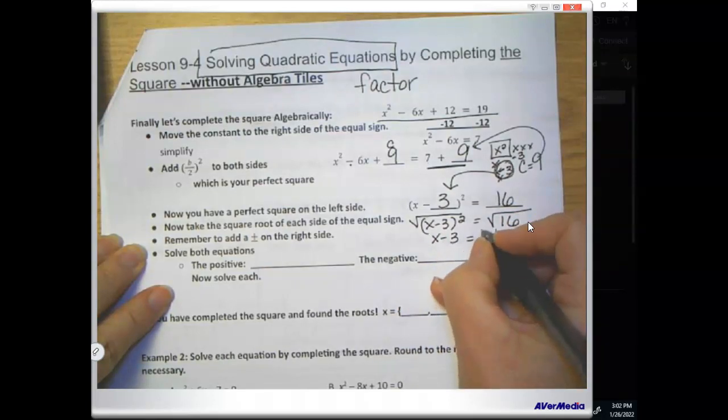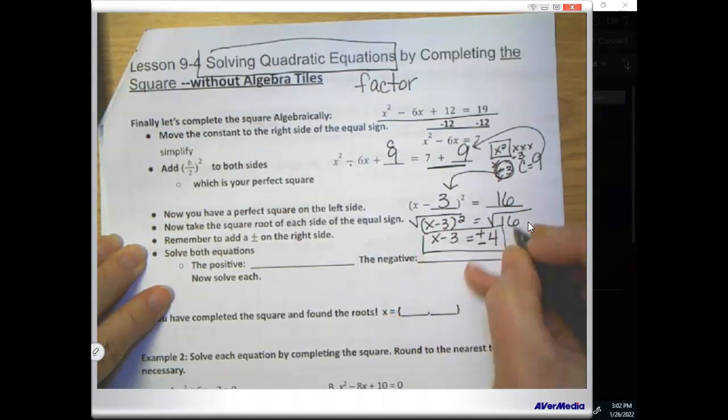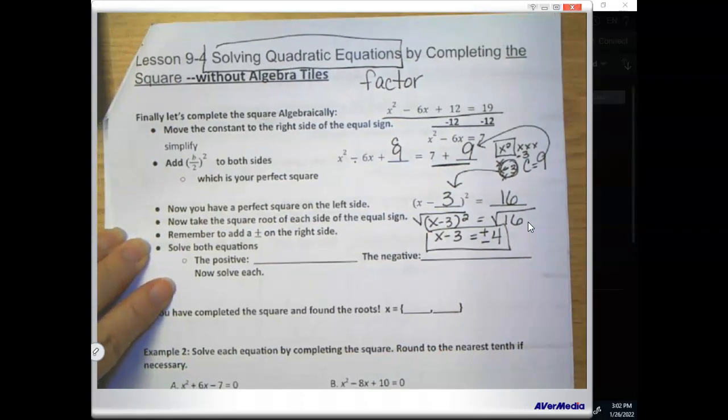Now, it's not just 4. It's either a positive 4 or a negative 4. This is kind of new to you. So make sure you understand that 4 times 4 is 16. Negative 4 times negative 4 is 16. So that's why we have that. You don't really think about that as much.